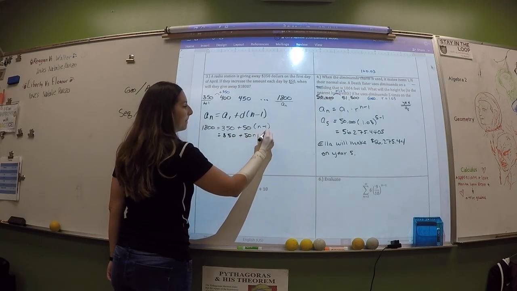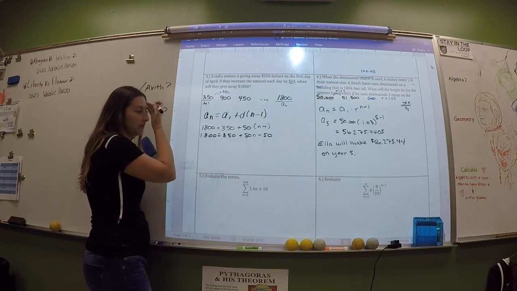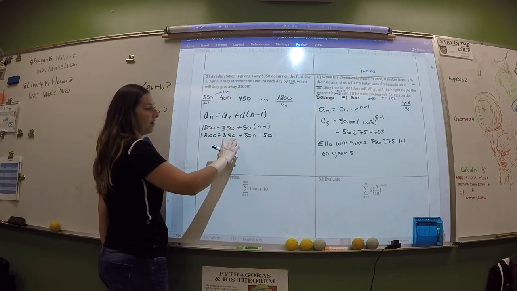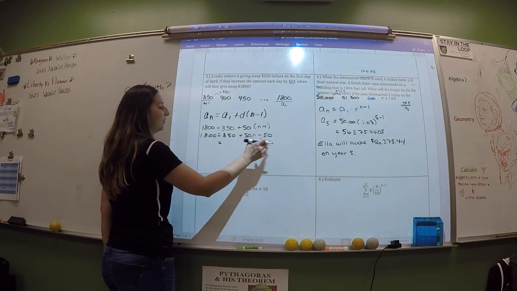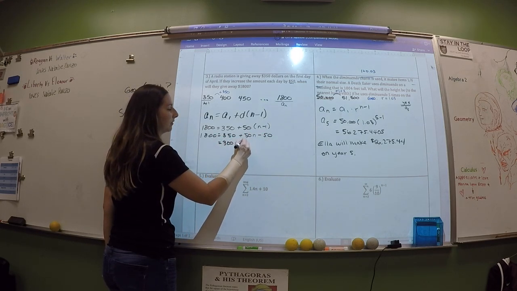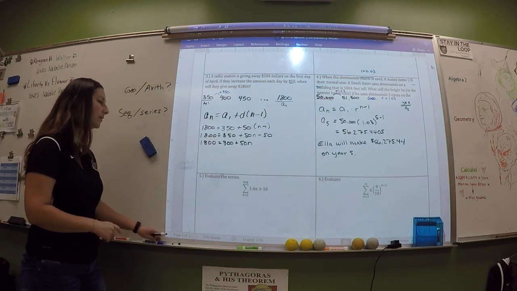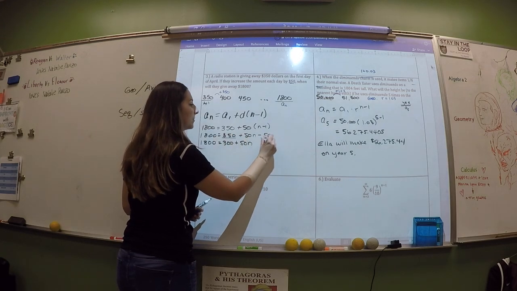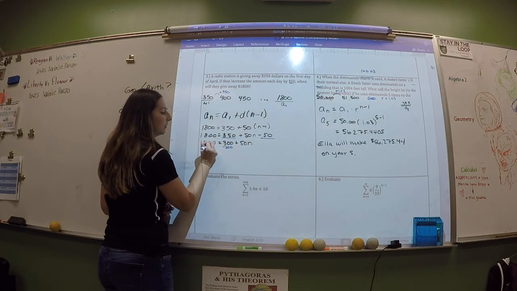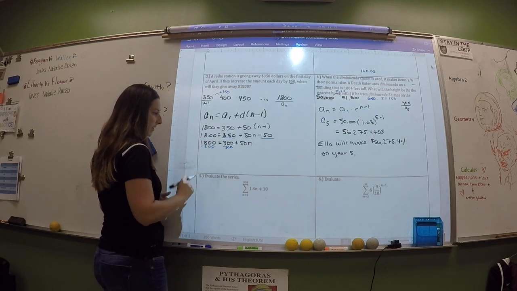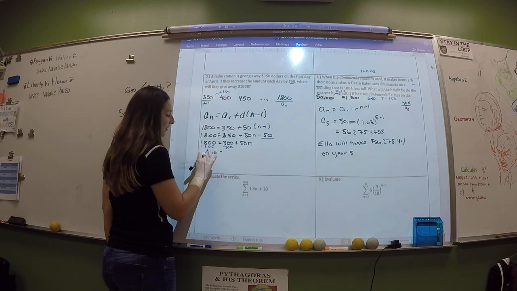Because it makes less 50s. After I distribute, I can combine 350 and -50 and get 300. So all I did was combine these two, combining like terms on the same side. Then I can subtract 300. And that gives me 1,500.